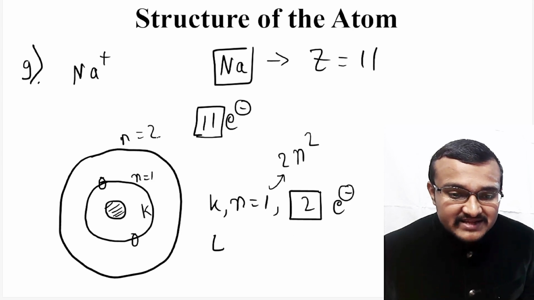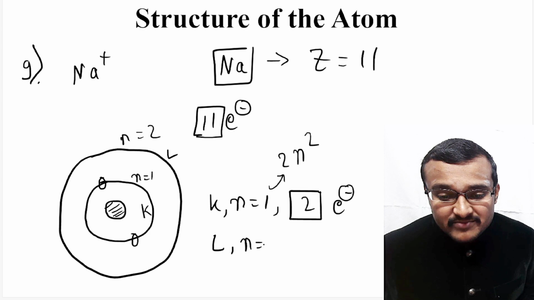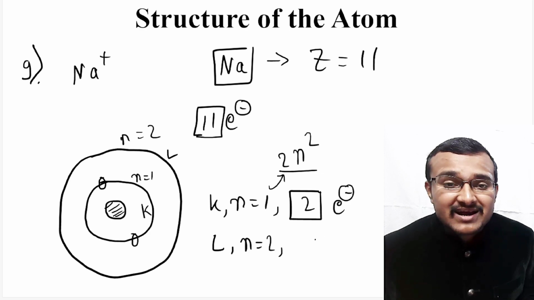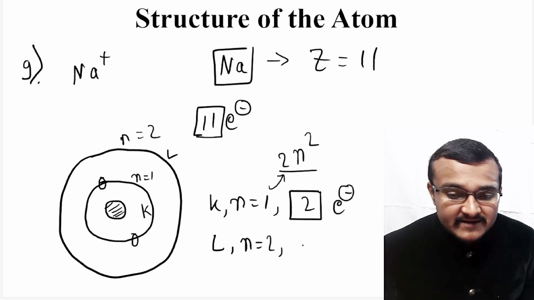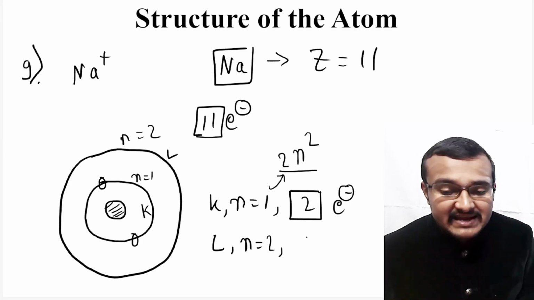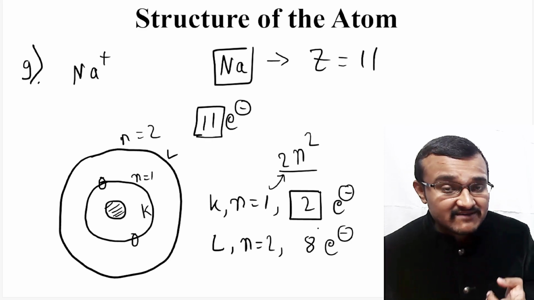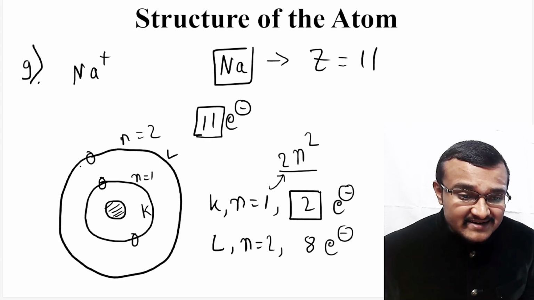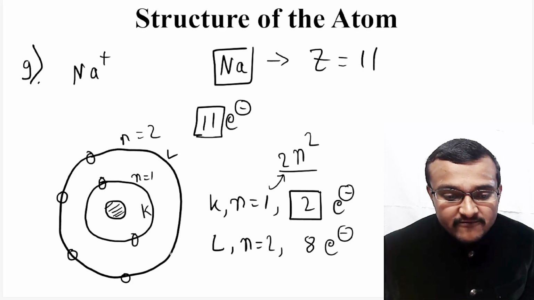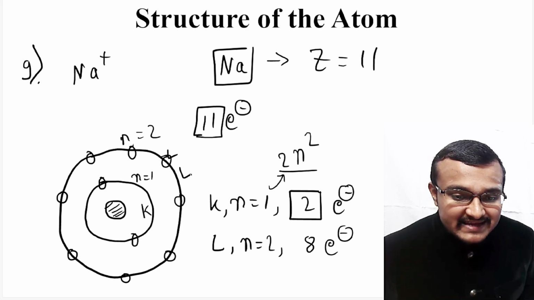Now if you consider the L shell, that is the n equal to 2 energy level, here n will be 2. So if you substitute 2 in this formula, 2 into 2 whole square will be there. 2 whole square is 4, so 2 into 4 will be 8. So 8 electrons are possible in the second energy level, that is the second discrete orbit. So 1, 2, 3, 4, 5, 6, 7, 8. Total 8 electrons are possible in the L shell.